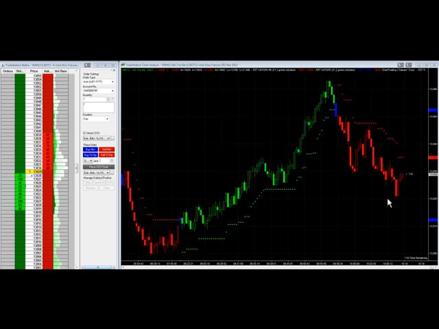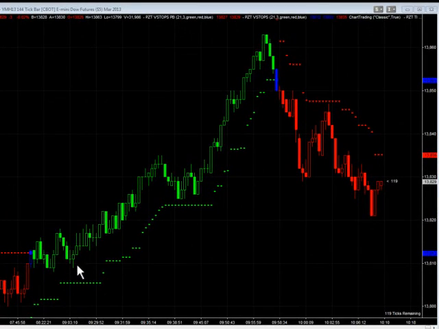All right, here we have a 144 tick chart of the E-mini Dow. And to review, the green represents long trading conditions, the red represents short trading conditions, and the blue bars and dots represent areas where there's a possible transition. These could be trading opportunities, these could be exit opportunities.